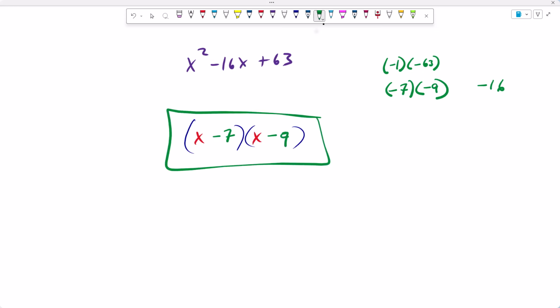There it is. Okay. And it doesn't matter the order of the two binomials. We can write x minus 9 times x minus 7, same, just written in a different order. Why can we write it in a different order? Commutative property of multiplication.